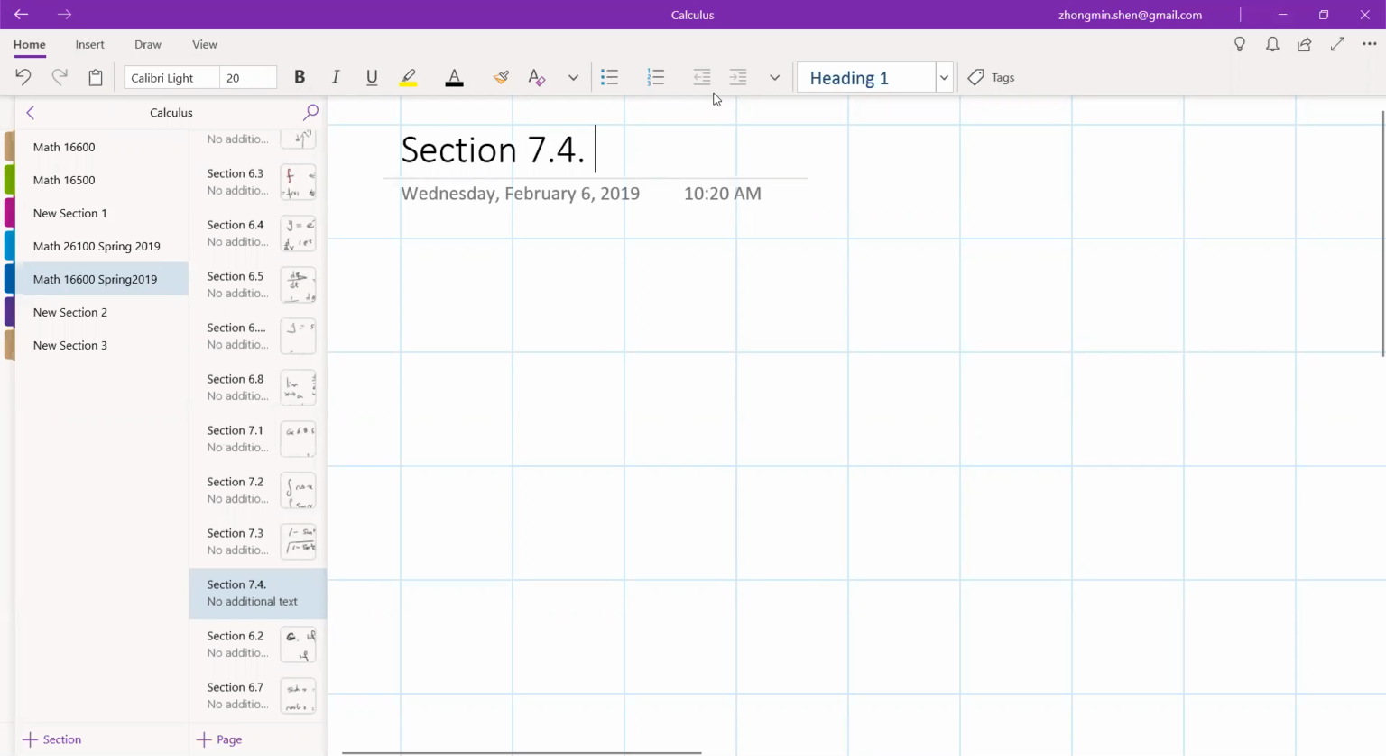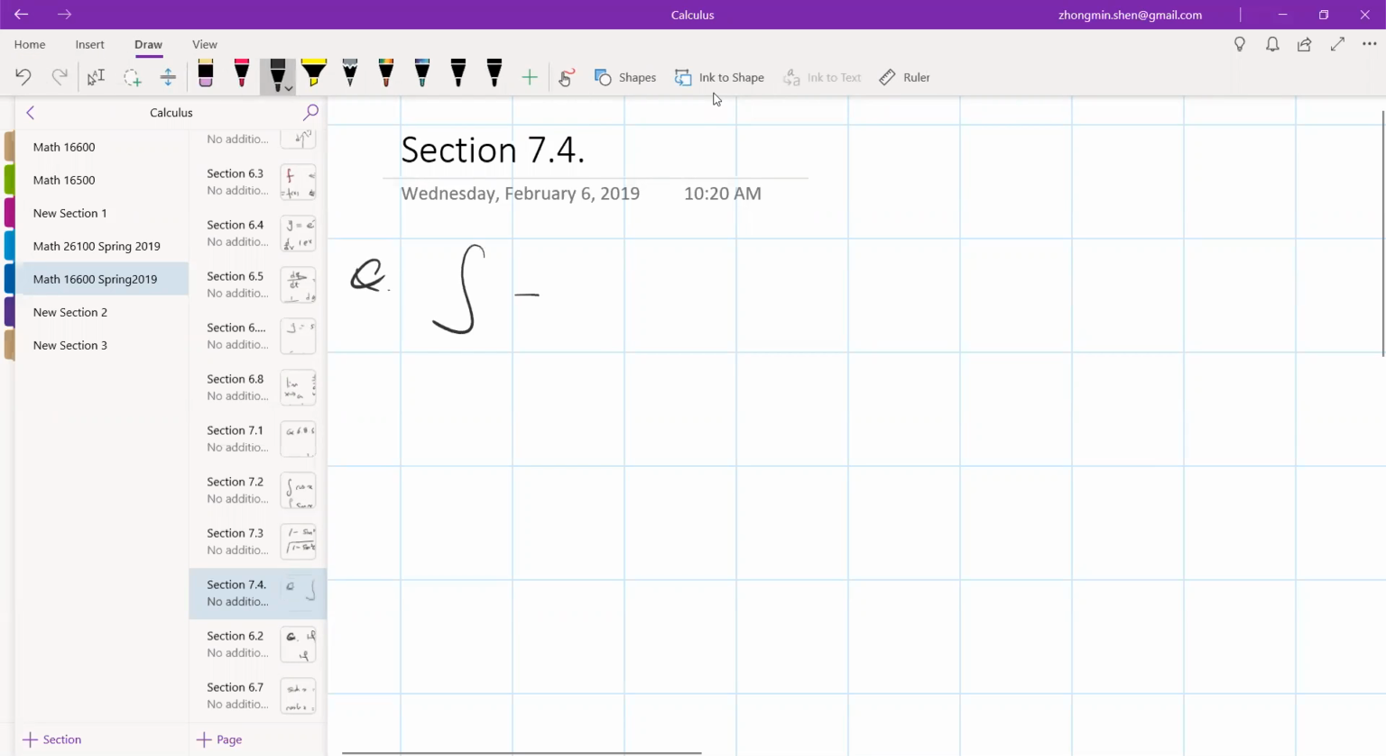So today's lecture is about integration of rational functions by partial fractions. I would like to begin with the following problem. Integral of 1 over 1 minus x squared.